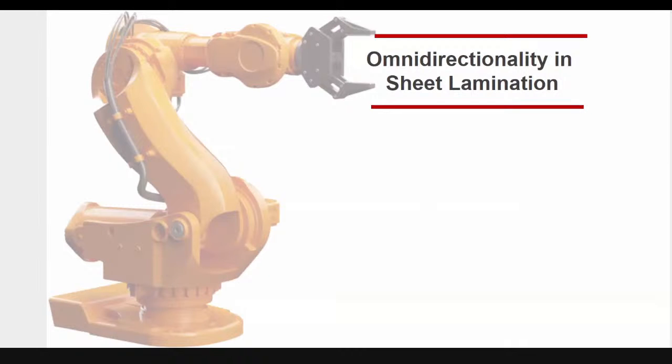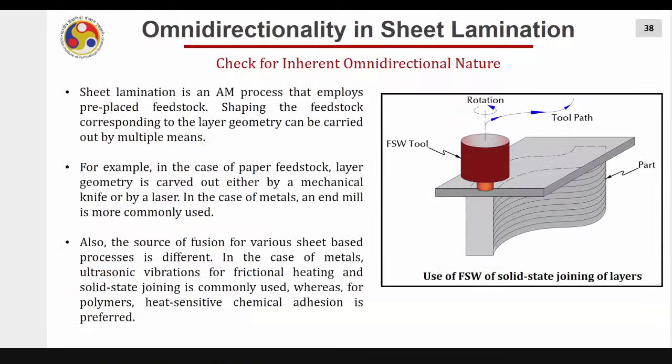Now omnidirectionality in sheet lamination. Sheet lamination is an additive manufacturing process that employs pre-placed feedstock. Pre-placed feedstock means, let me write here, VF is 0. Okay, pre-placed. You are placing it and then not moving it. Shaping the feedstock corresponding to a layer geometry can be carried out by multiple means. For example, in the case of paper feedstock, layer geometry is carved either by a mechanical knife or a laser. And in the case of metal, an end milling cutter is used.